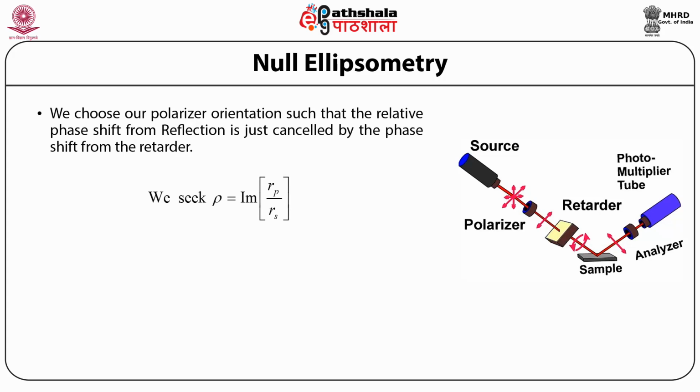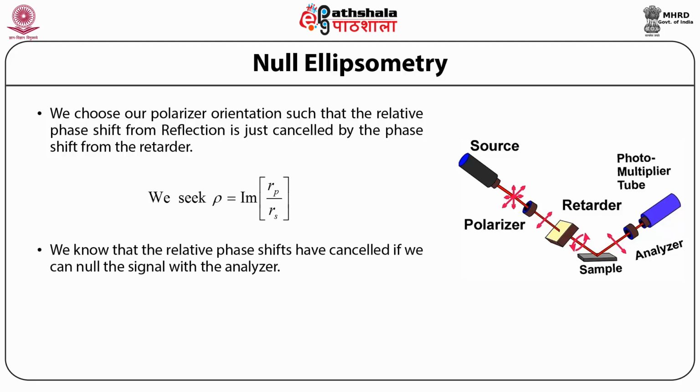Here we choose our polarizer orientation such that the relative phase shift from the reflection is just cancelled by the phase shift from the retarder. As you can see, which is clearly shown in this figure, we seek rho equal to Rp by Rs. We know that the relative phase shifts have cancelled if we can null the signal with the analyzer.